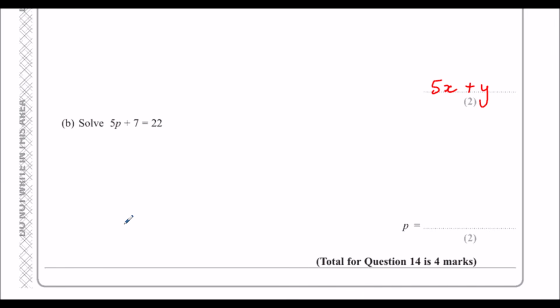Part B, solve. 5p plus 7 equals 22. So we're solving, that means we're finding out what p is. What number is p to make this true?